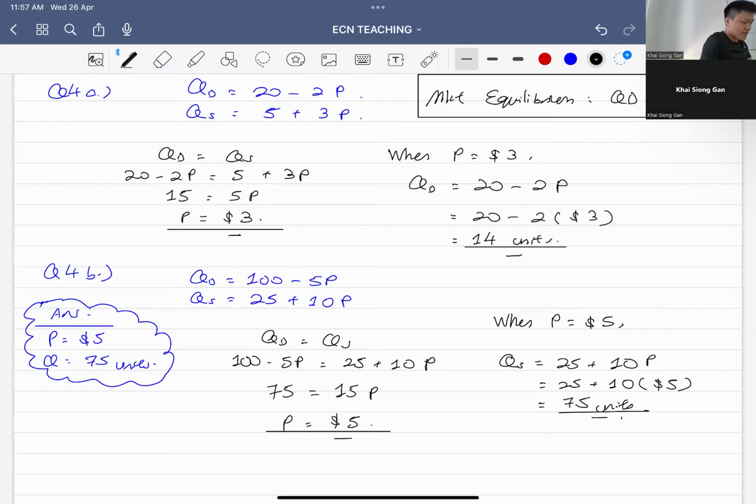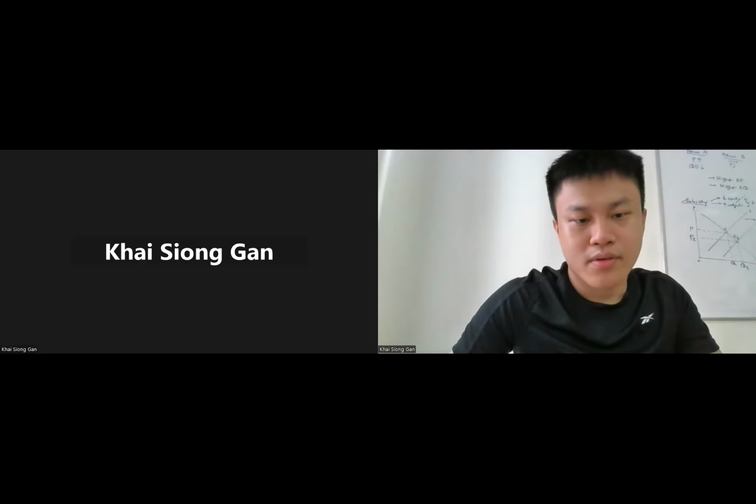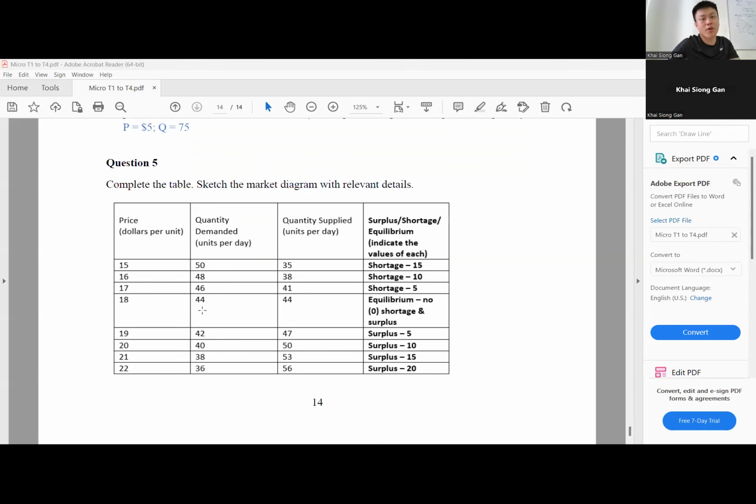One last question, then we are done. So last question here, you just complete the table. First of all, you have price, quantity demanded and quantity supply. For example, when the price is 15, very cheap, not expensive yet, quantity demanded is 50 units and quantity supply is 35.